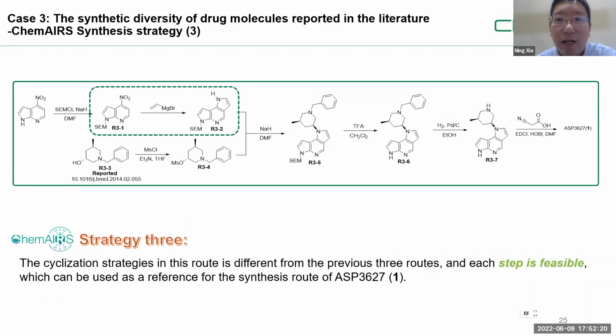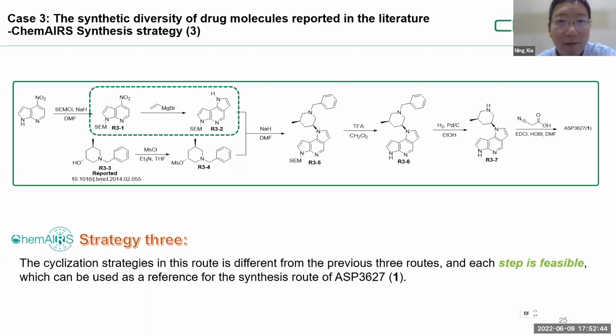And there are also other different strategies found, like strategy 3. So even process chemists could be inspired and use ChemAIRS to find a lot of different strategies and even more economic routes with less waste. So it's quite useful in this case.